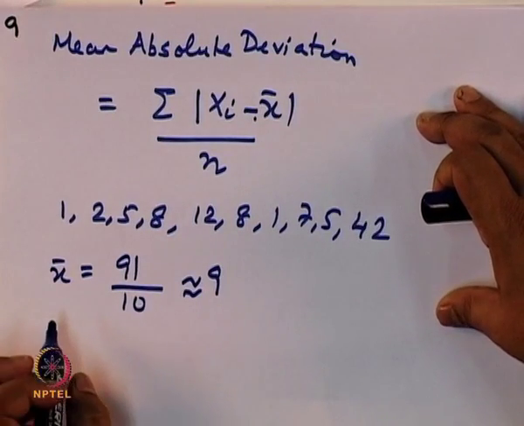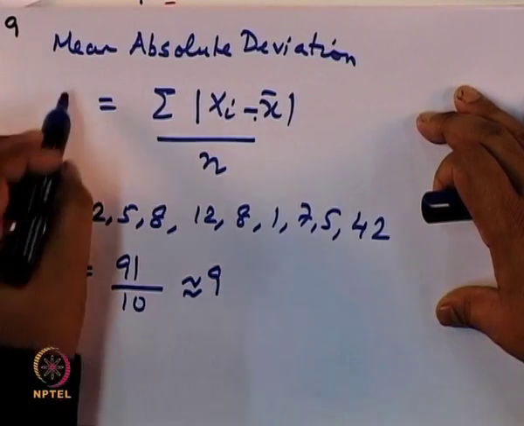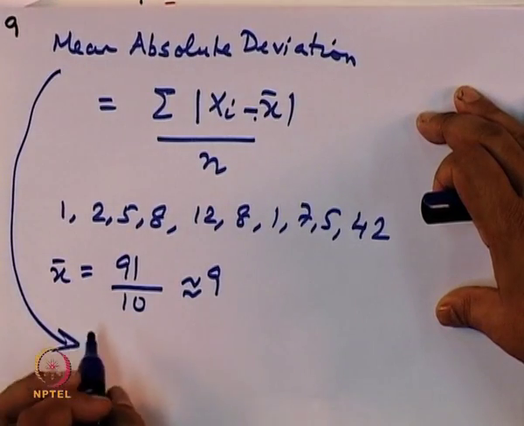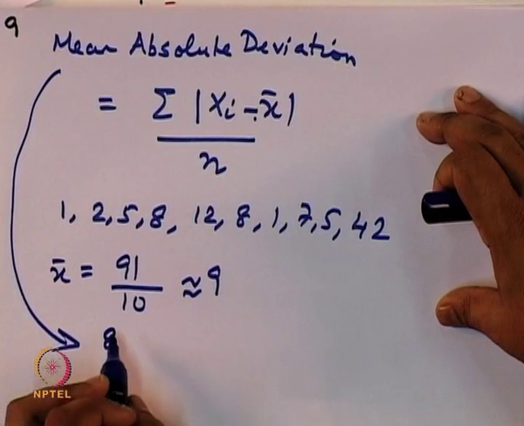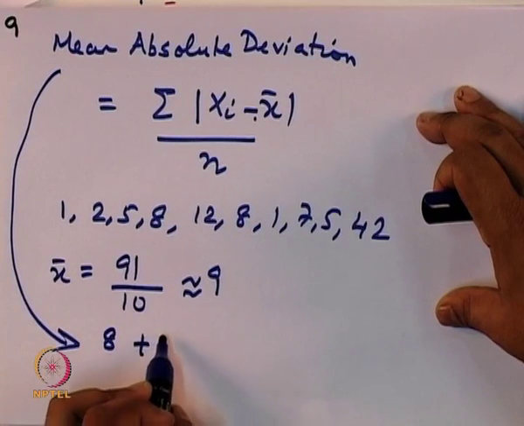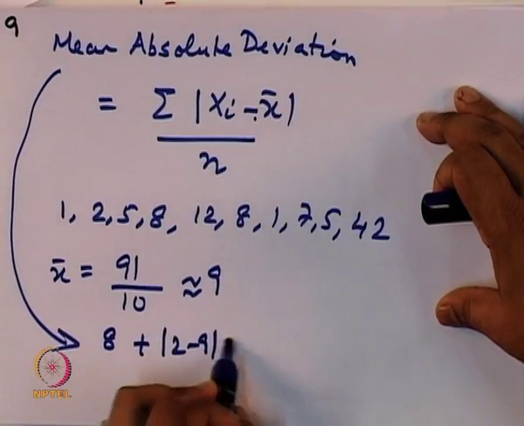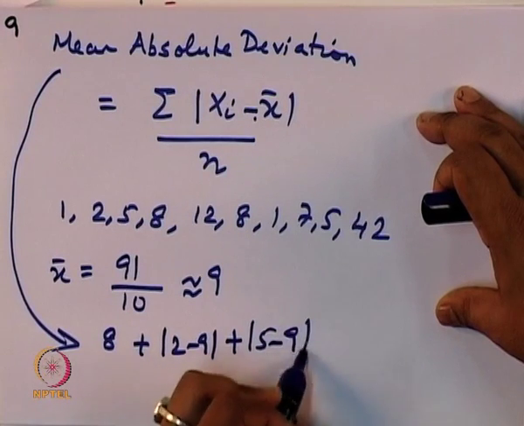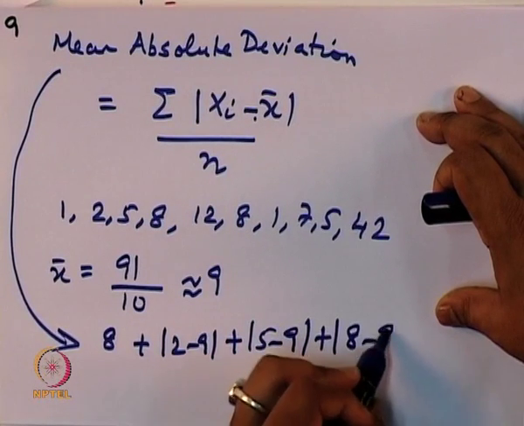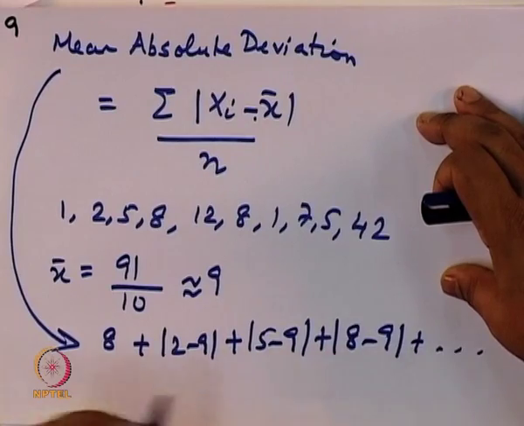So, my mean absolute deviation is nothing but: mod of 2 minus 9, which is 7, plus mod of 5 minus 9, plus mod of 8 minus 9, and so on and so forth. So, I can calculate this exact value.